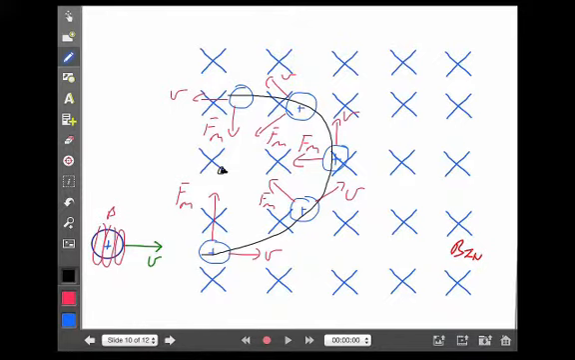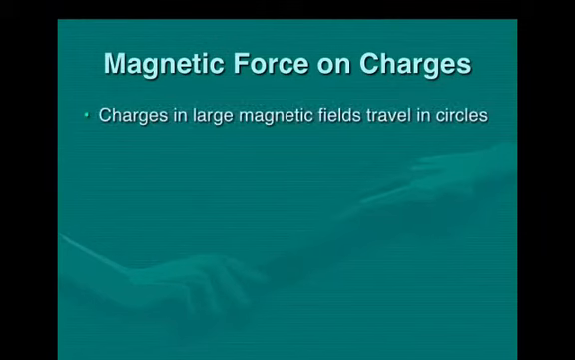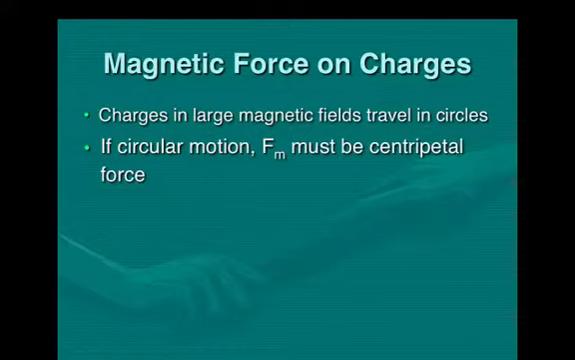Well, if the magnetic force points towards the center of any circular motion, it can be considered a centripetal force. Yes, good old circular motion is back. So, charges that travel in large magnetic fields travel in circles or along any curved path upon entering that field. So again, that must mean that the magnetic force is a centripetal force. If there's only a magnetic field acting on the charge, the magnetic force causes it to move in a circle and therefore is a centripetal force.